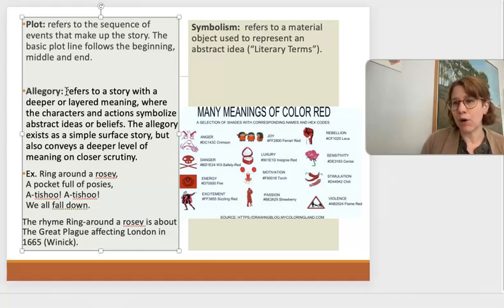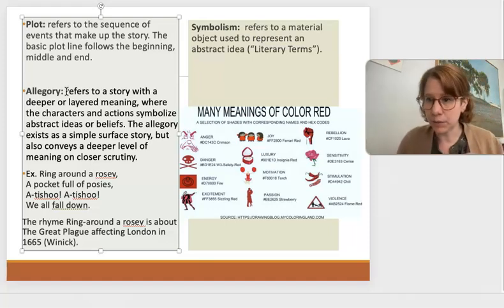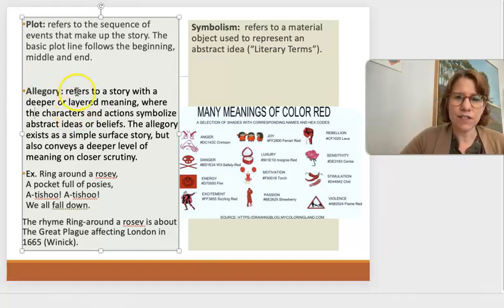So it could be a poem, it could be a short story, it could be a novel. So an allegory can be applied to any of those things. But it refers to any story that has this deeper or layered meaning where the characters or actions symbolize something else. So there can be levels to the story. On the one level, there's a basic surface level story, but then there's this other deeper layered meaning that is often historical, biblical, or has a sort of other relationship to something, sort of like a meta-narrative, like a bigger narrative than itself.